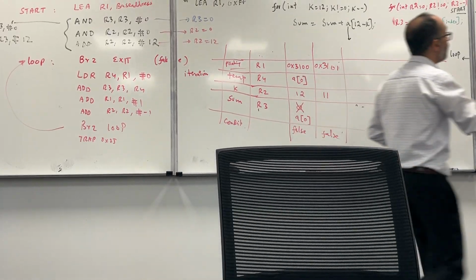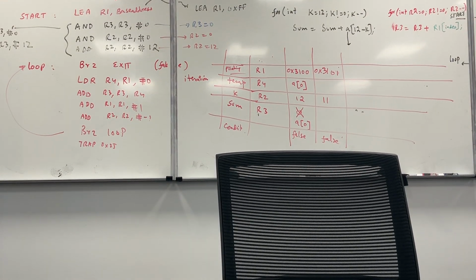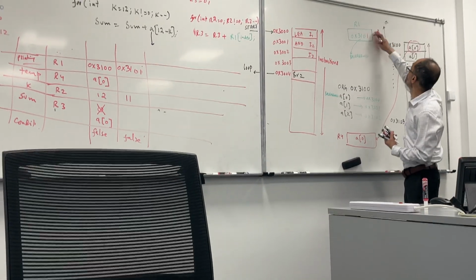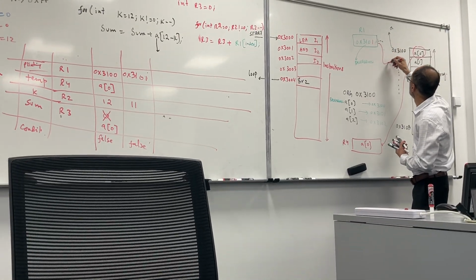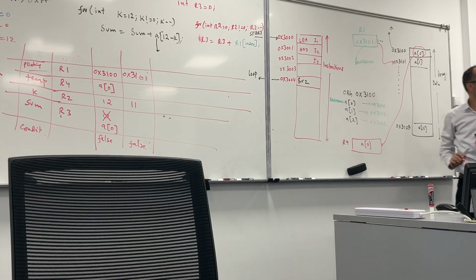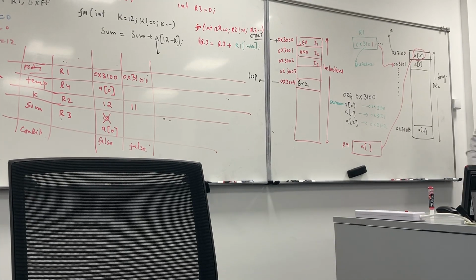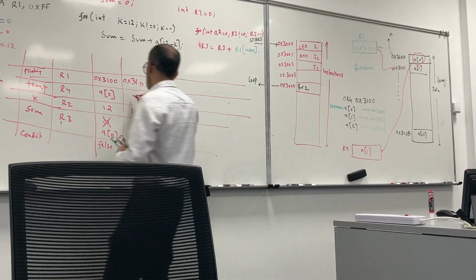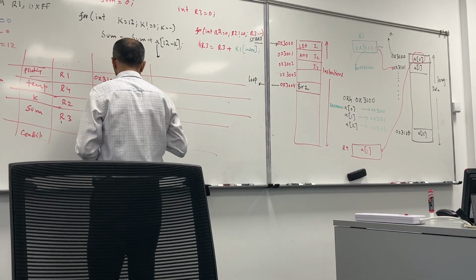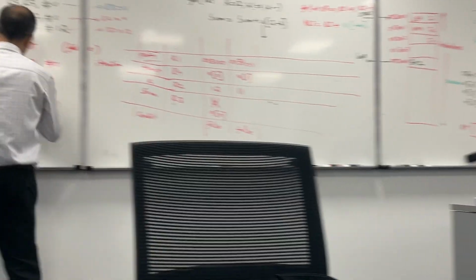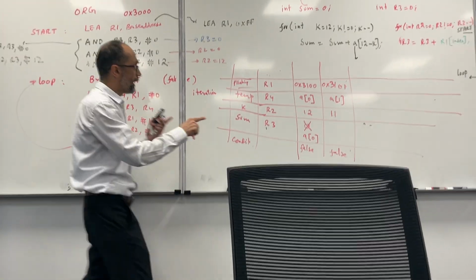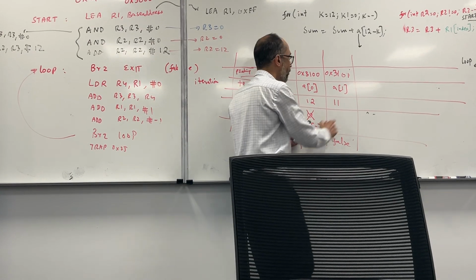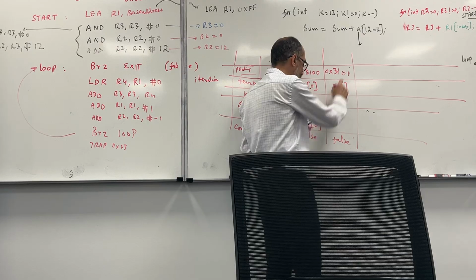In the next iteration, what will be the value of R4? Please remember, the initial value of R1 is 3100. What will be the new value of R1? 3101. It is pointing to the second element. And what will be the value of R4? A1. Now what are we adding? Add R3, R4. The value of R3 is A0. The value of R4 is A1. If we add both of them, what will it be now?